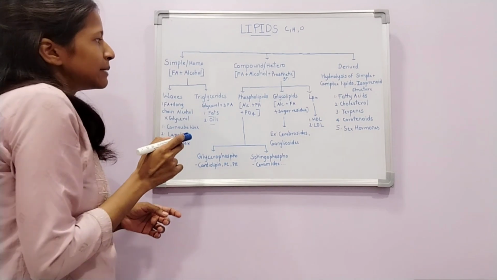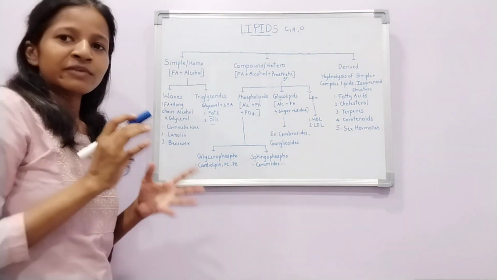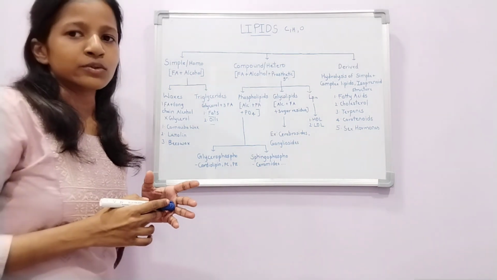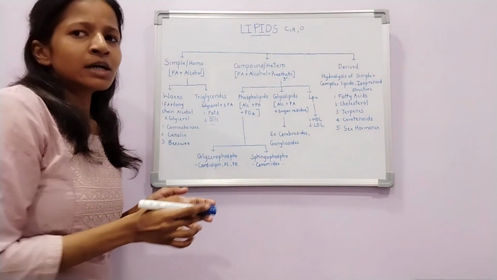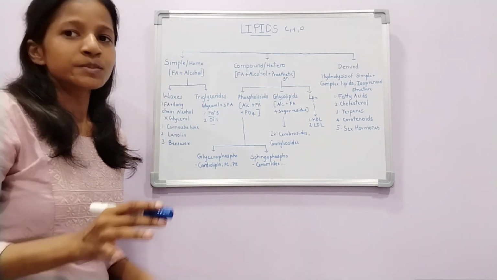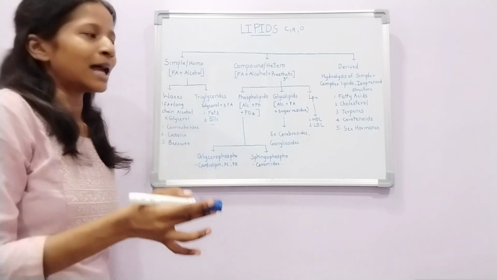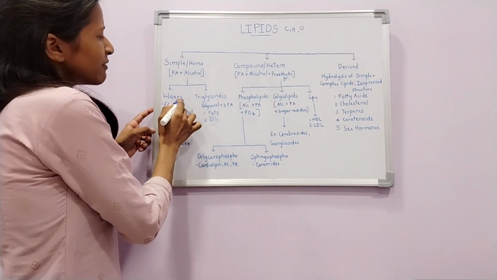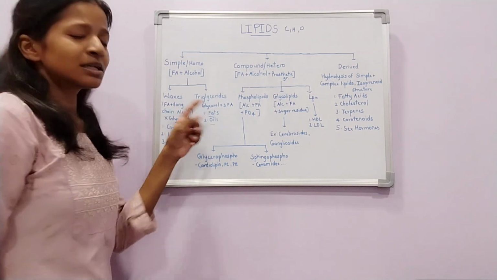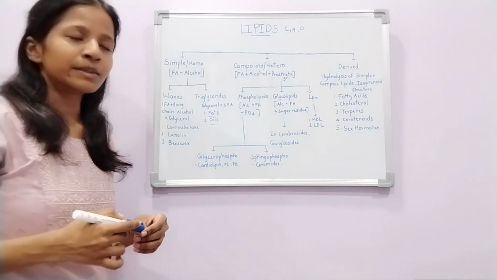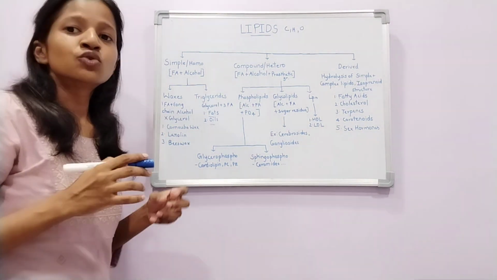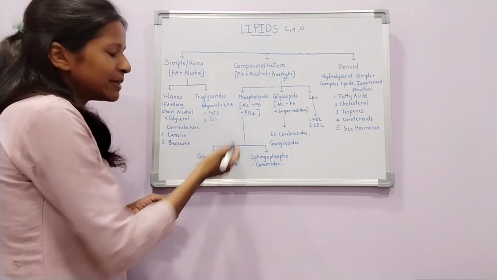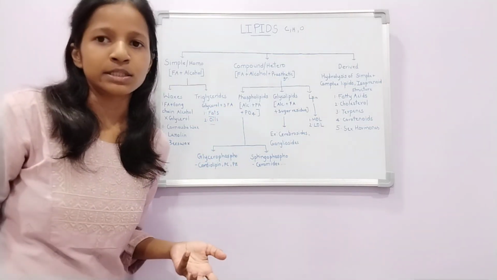Starting with the simple lipids, they have fatty acid molecules bonded to alcohol molecules. No other additional groups, no other prosthetic groups, just fatty acids with an alcohol. Simple lipids are majorly of two types, waxes and triglycerides. Triglycerides are very important because they are the major storage forms of energy. This includes all the animal-based fats and plant-based oils.